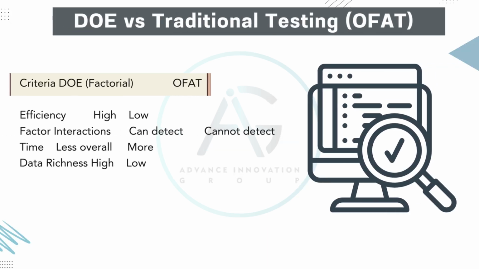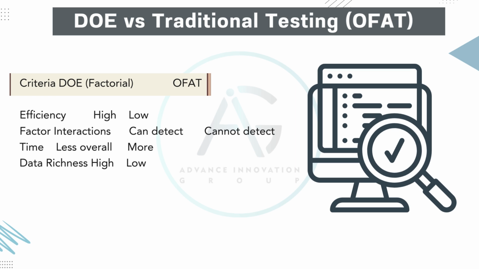This slide compares design of experiments, DOE, specifically factorial designs, with traditional testing, also known as OFAT, or one factor at a time. Starting with efficiency, DOE is much more efficient because it allows us to study multiple factors simultaneously. OFAT, on the other hand, changes only one factor at a time, which takes more effort and resources. When it comes to factor interactions, DOE shines because it can detect how different variables interact with each other. OFAT cannot detect these interactions, which means you might miss critical insights.